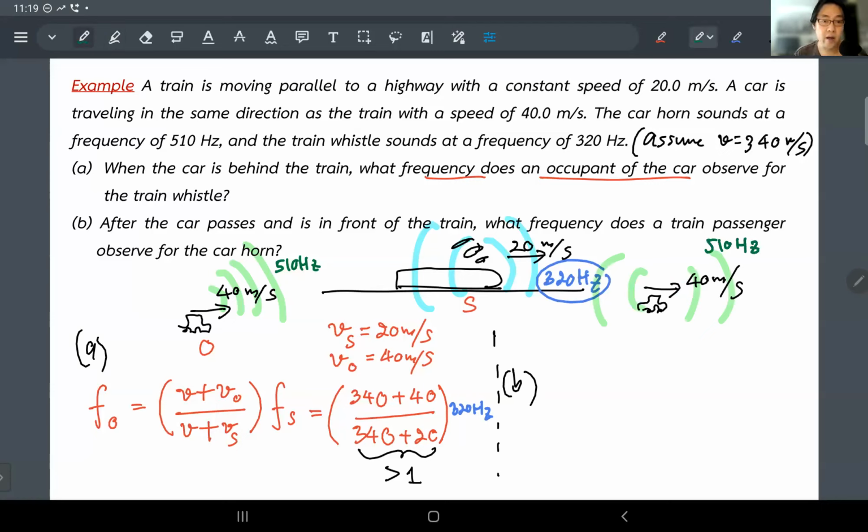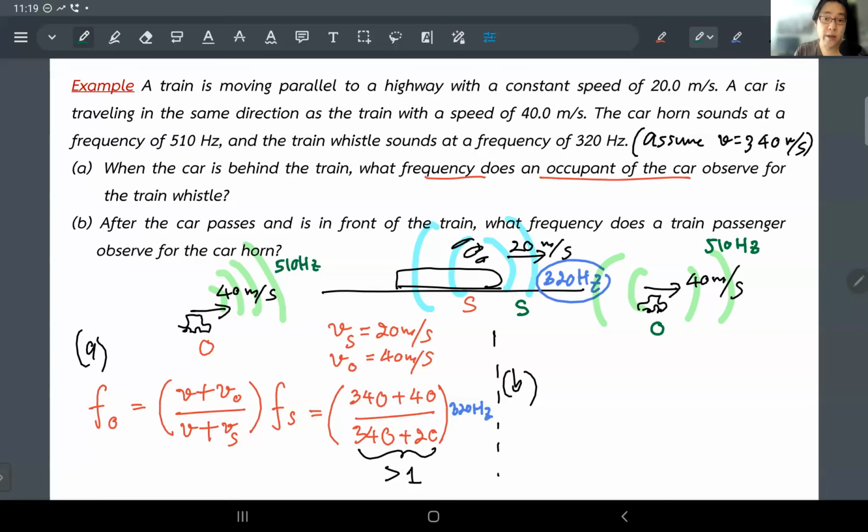5-10 hertz. Same thing. No change. Nothing is changed. Now, what you have to do is, the question is asking you to find the frequency that the train passenger observes from the car horn. Okay, try again. Let me use the green color here. So for this case, part B, what is now your observer? It's now going to be the passenger on the train. So in this case, it's going to be S up here, and the observer now is the passenger in the car. Does that make sense?